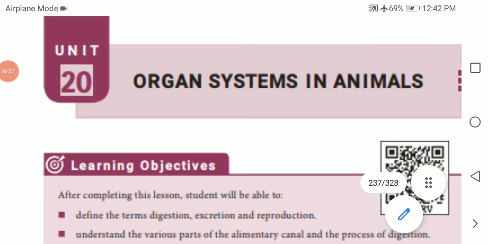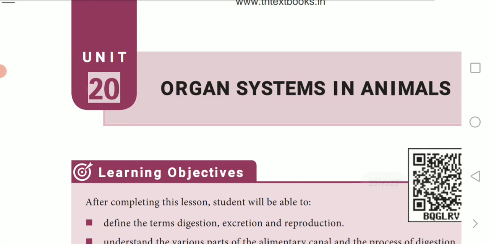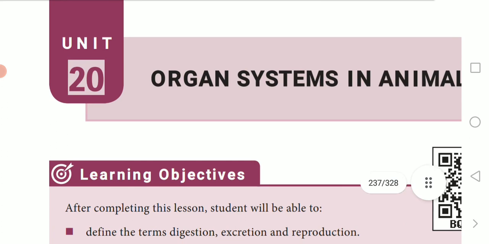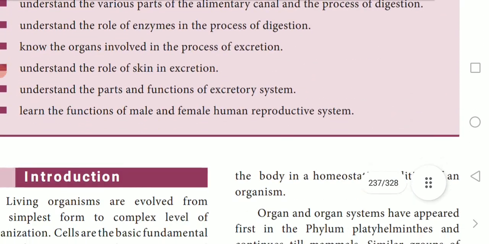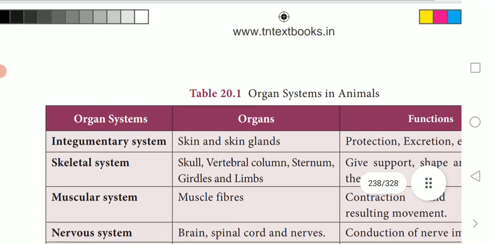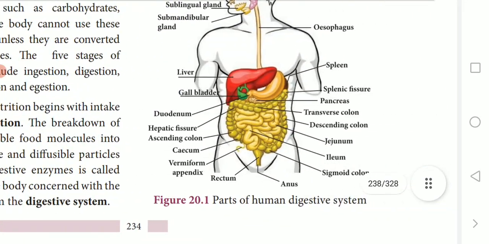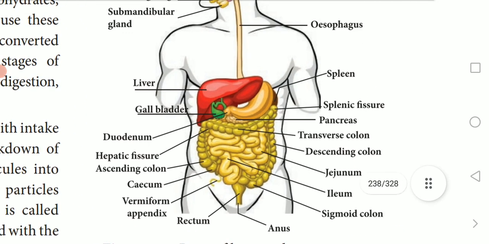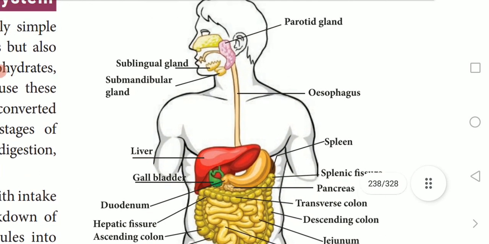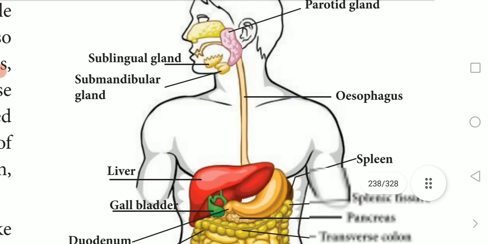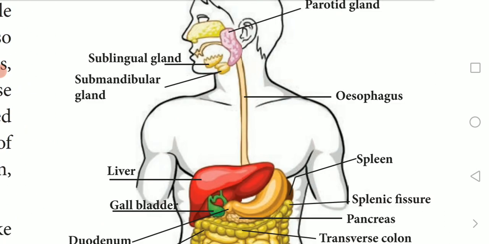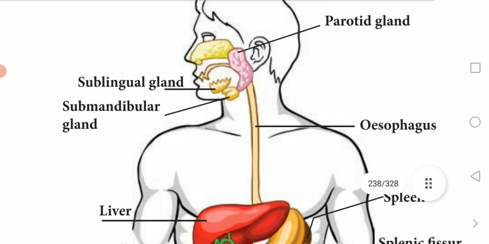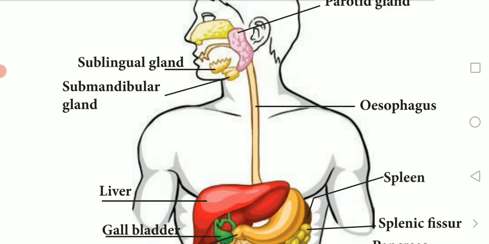Dear students, do you know what an organ is? What is it made up of? Here I'll show you one picture. This part is called an organ. The picture you are seeing shows parts of the human digestive system. In this you can find many organs. Organ means any part. You can find the salivary gland present in the mouth.